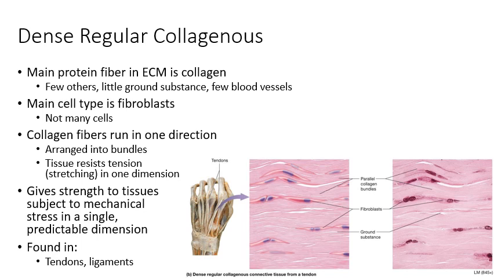A consequence of dense regular collagenous tissue having very few blood vessels is that if it is damaged, it's extremely slow to heal, because you're not having a lot of nutrients or oxygen come in, and you also can't really get stem cells or immune cells coming in very quickly because of that lack of blood vessels. That's why if you damage a tendon or a ligament, it would take so long to heal.